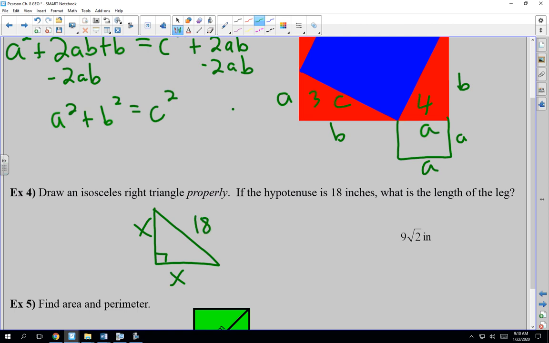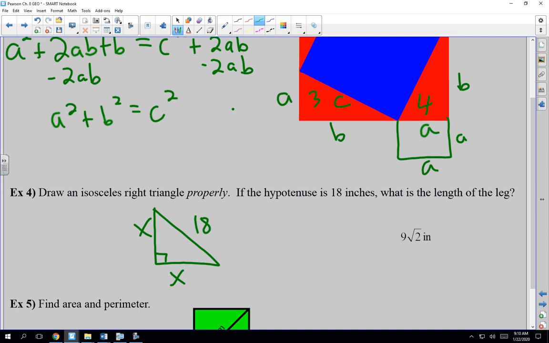x, x, and 18. So we saw this on the little review I did with you the other day. You asked me about this one. I think it's problem number 15 on that little worksheet. So you guys are going to do this on the worksheet when you finish it up here today. We've got x, x, and 18. And it says, what is the length of the leg?